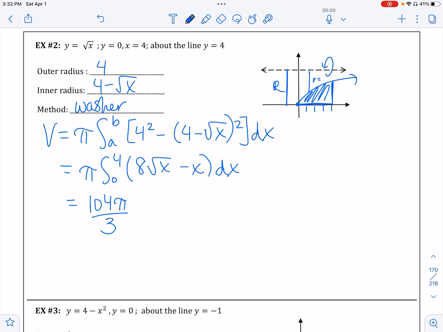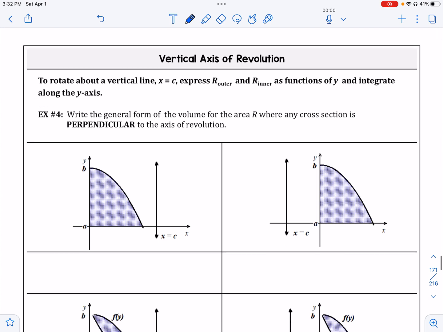So let's look at a vertical axis of revolution. Very, very similar here.